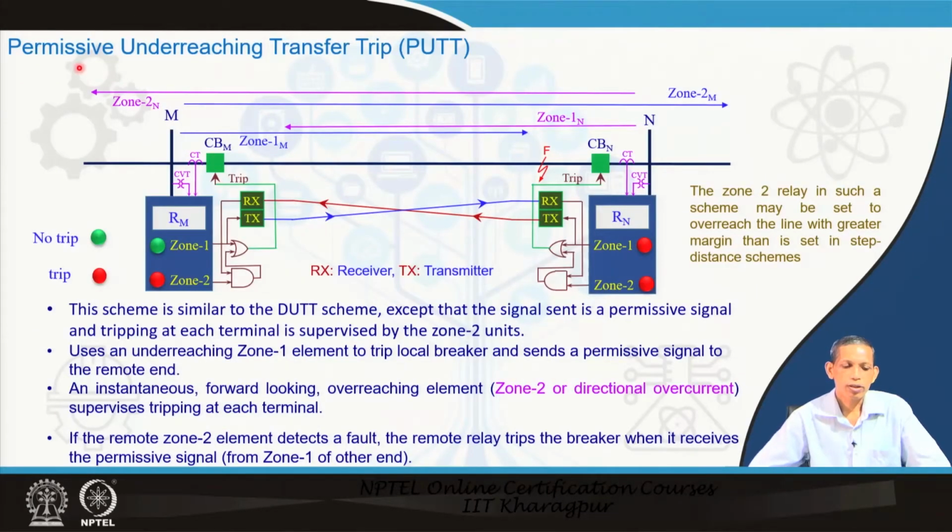We will go to the second one, the permissive underreaching transfer trip. With permission only will the remote end operate; it is not like the direct underreaching transfer trip. Underreaching means again the zone 1 is the information to be transferred to the other end. So, we will see again the same two bus system, and then we have the relay bus, the RM relay and RN relay, and we have this communication arrangement, the RX and TX, receiver and transmitter, as you have seen, available at both ends.